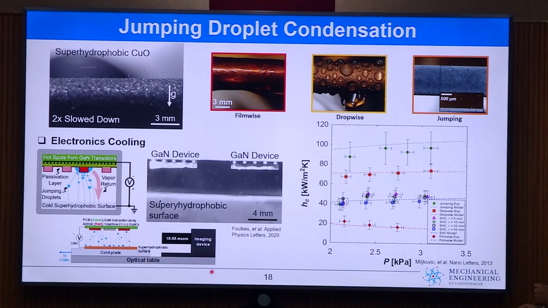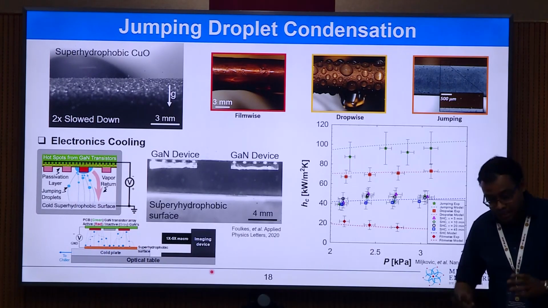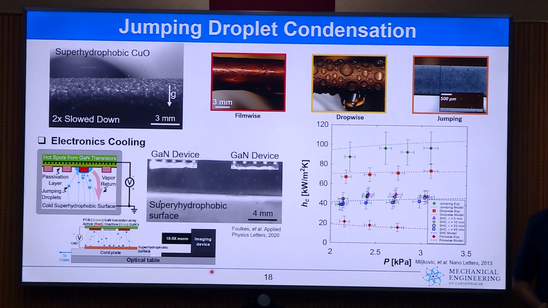So such can be the applications of jumping droplets. Yes, there's a lot of, let's say, debate about how efficient this method is, and to what extent the cooling is going to be enhanced in a complex system. But nevertheless, this is a mechanism that can help in enhancing dropwise condensation.